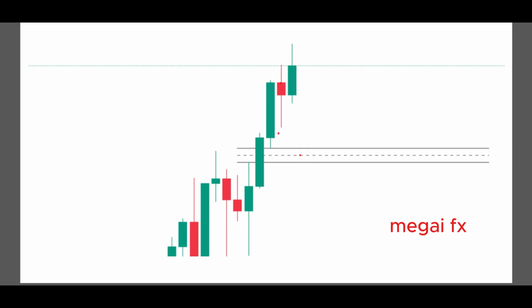But look at what price did. Price never got to this fair value gap. Why? Because this is not a fair value gap. This is a breakaway gap. Why? Because candle 3 clearly closed above candle 2. So if candle 3 closes above the high of candle 2, then price will not come back to this fair value gap.